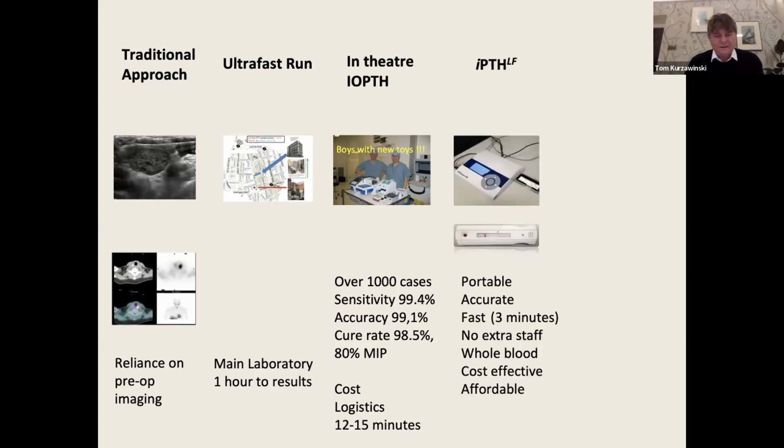Some of you will know that I tried to build a new system. I tried to build it on a lateral flow platform. We got somewhere, but I got a very good idea of what the new system should be. I said it has to be portable, accurate, fast. It has to be so simple that it can be done by the people in theater. And to meet all these criteria, it has to be done in whole blood, because we have to eliminate the spinning of the blood and measuring PTH in plasma.